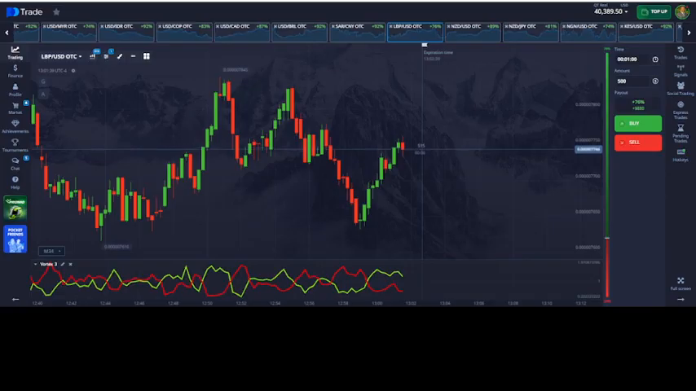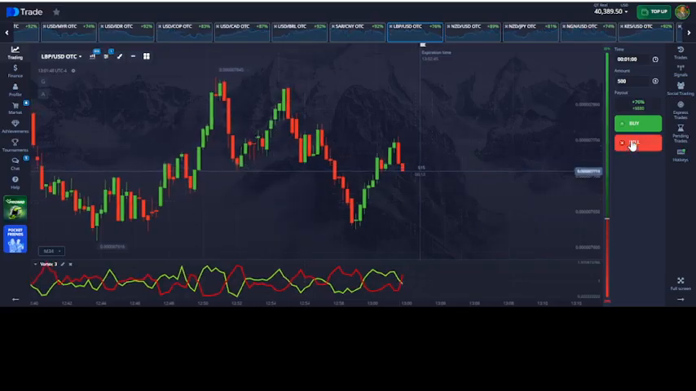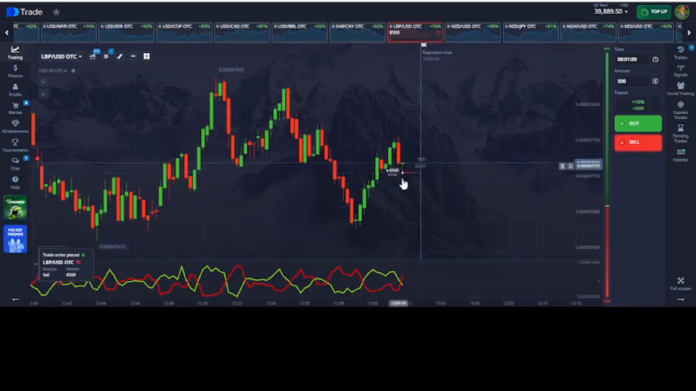Okay, so I'm still on the LBP USD currency pair. I like the price action that's currently occurring, and there goes the cross. So I just took a put trade or a sell trade here at this level.